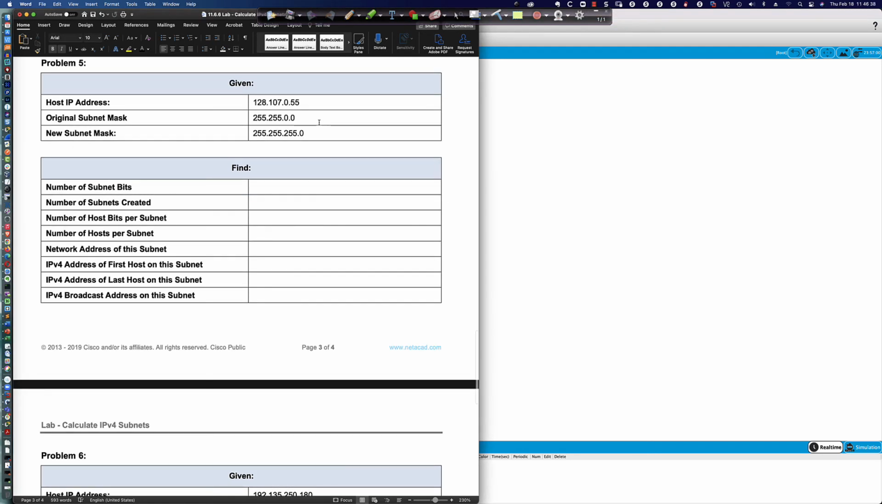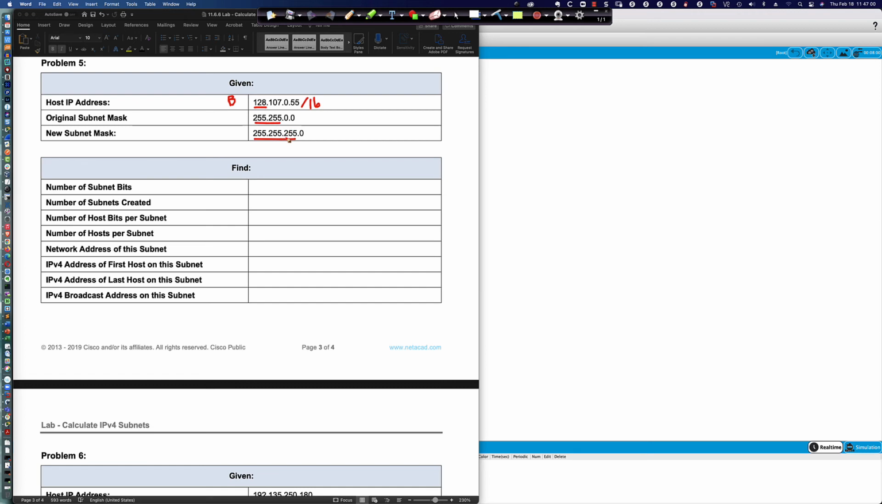We're going to tackle problem number 5 now. Again, this one's going to be a little bit easier because of the fact it's a /24 subnet mask. Now, 128 by default is a Class B address, and so we see the default subnet mask for a Class B, and that's a /16, right?